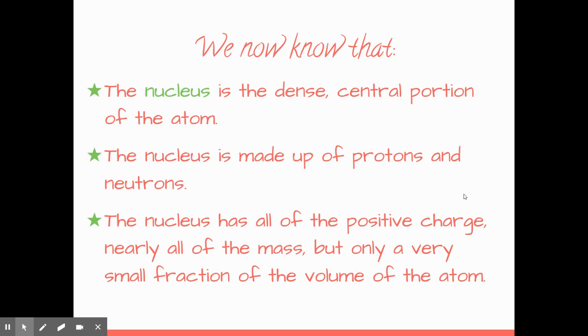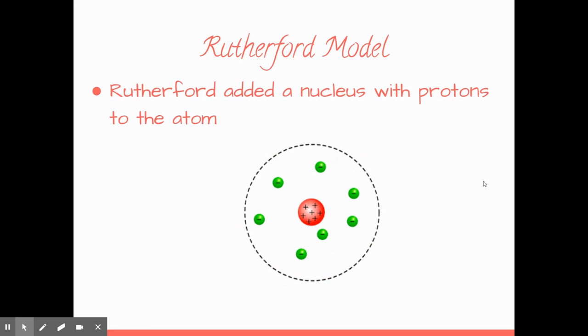But now that we know this, we know the nucleus contains all of the positive charge and nearly all of the mass, but a very small fraction of the volume of the atom. If you remember from the atoms, isotopes, and ions video, the nucleus of the atom is much, much smaller than the space that the atom occupies, and that's because electrons travel around in very large orbitals where most of it is empty space. So Rutherford changed Thomson's model and put a nucleus in the middle of it.